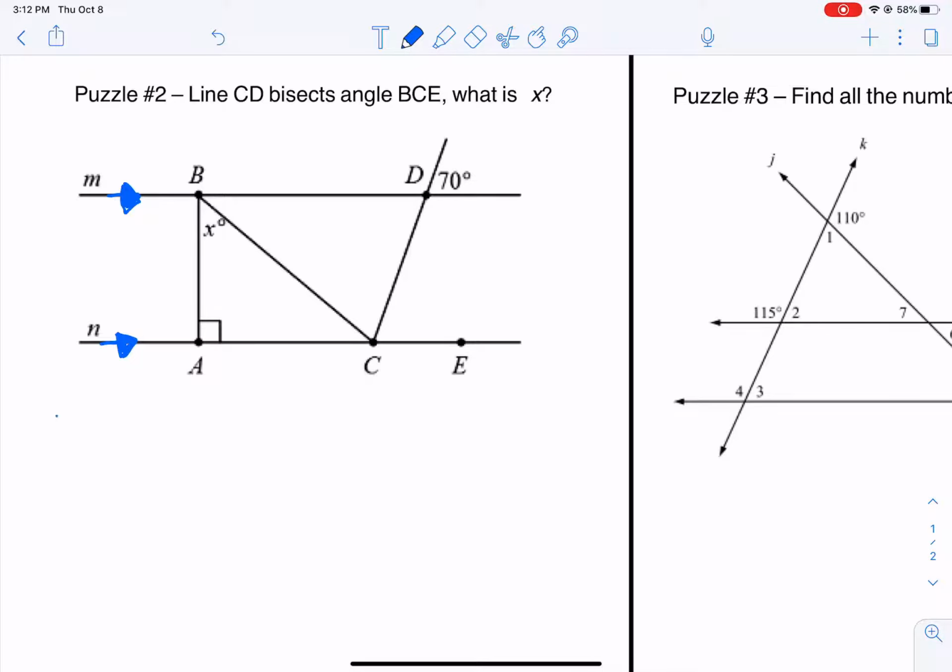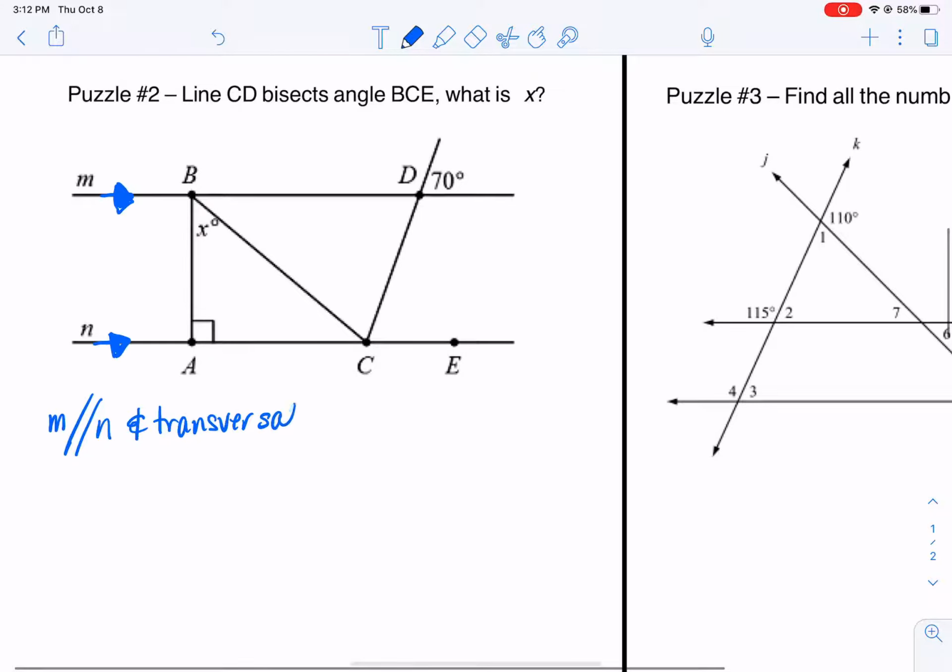So we are given that M is parallel to N and transversal CD. Those are definitions from your vocabulary from 2.2a. And that's given to us. I don't have to prove that, it's just part of the problem.